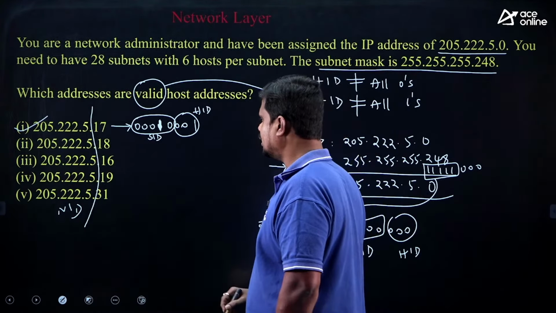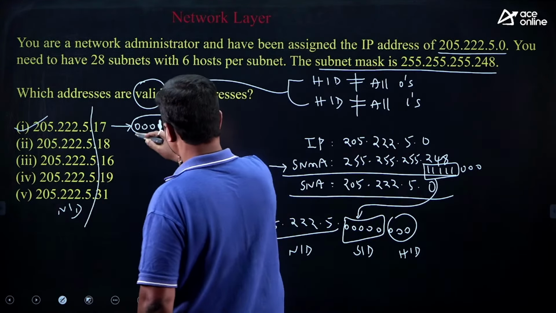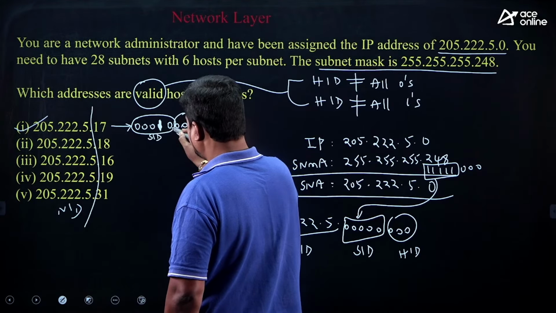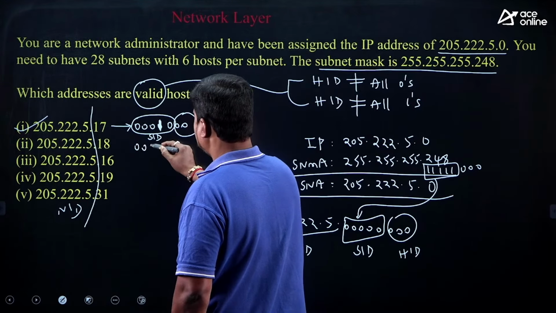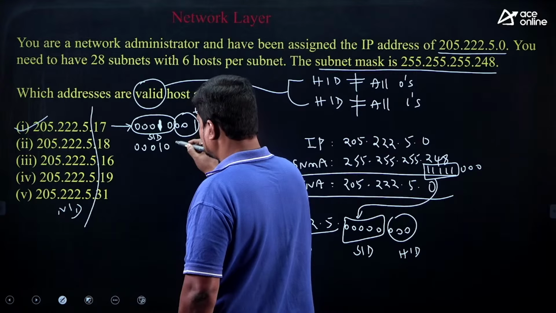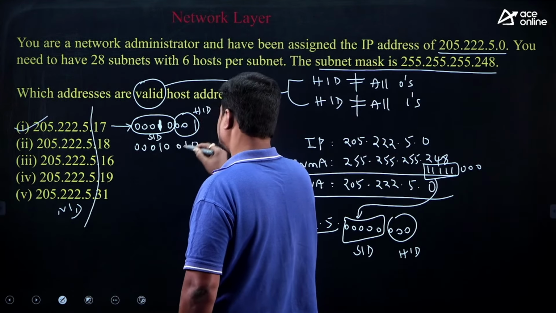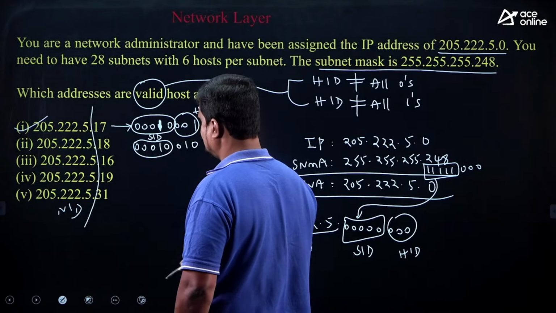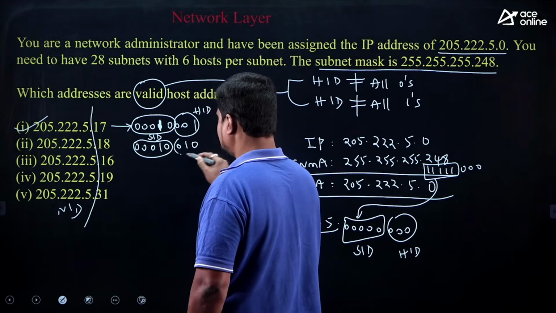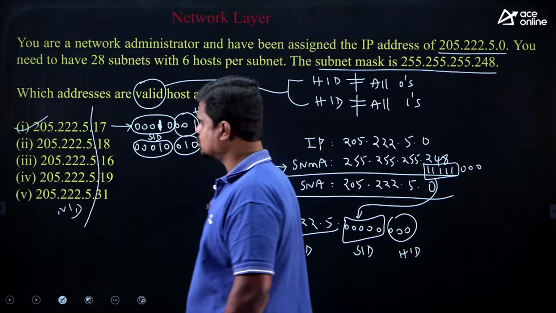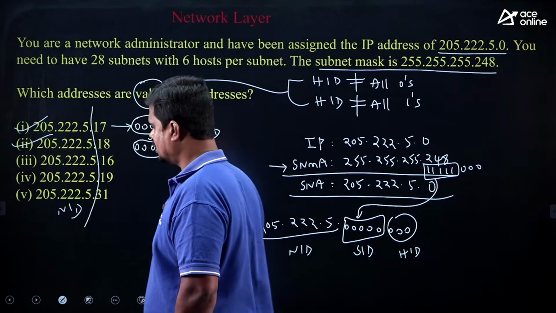Then coming to 18, if you consider 18: 00010, this is 16, and this I can write as 2, which is 18. So verify, these are the bits that come under your SID, and these 3 bits are your HID. The HID portion contains not all zeros, not all ones, so this is also valid.